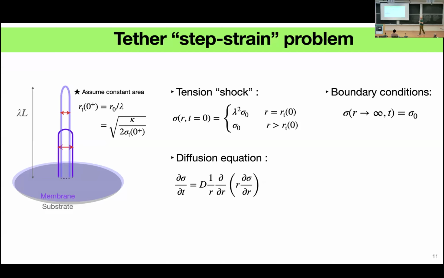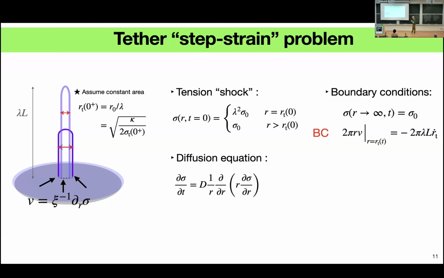And what makes the problem a little challenging is the boundary condition at the position of the tether. So at the position of the tether, we know that the lipid influx, represented by these black arrows, is equal to the change in area of the tether. So we're holding the length constant. That means that this gives us a relation for the rate of change of the tether radius because of lipid influx.